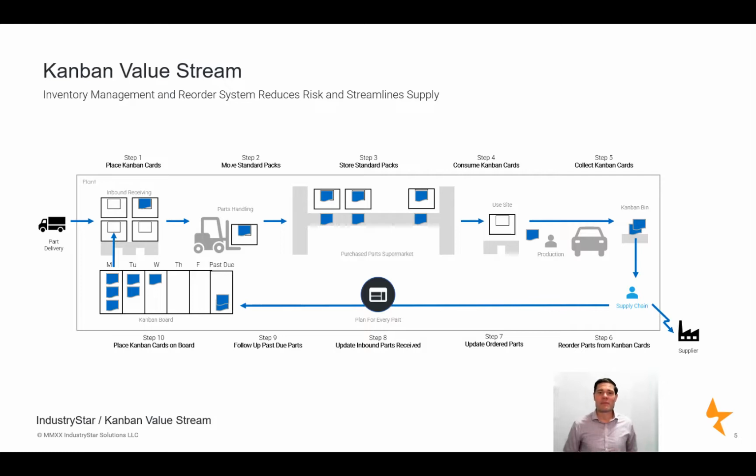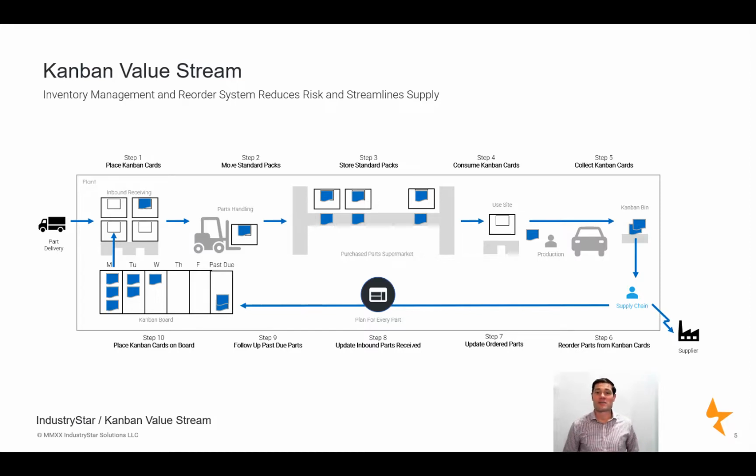Step 1. Place Kanban cards on supplier part standard packs in inbound receiving. Step 2. Move standard packs to assigned inventory storage location. Step 3. Move standard packs to purchase part supermarket assigned inventory storage location. Step 4. Consume Kanban cards for production and place in Kanban bin once standard pack is opened for use at the use site.